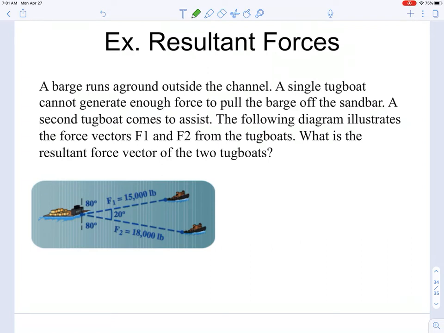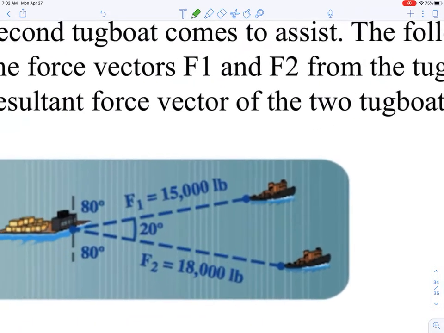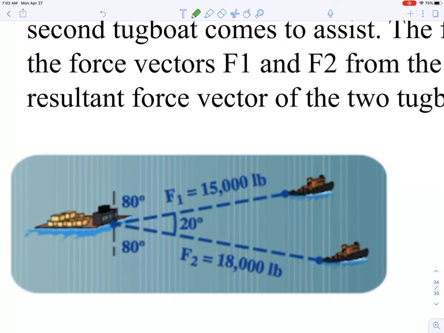So a barge runs aground, meaning the barge runs onto ground, it looks like onto a sandbar outside the channel. So a single tugboat cannot generate enough force to pull the barge off of the sandbar. So a second tugboat comes to assist. The following diagram illustrates the force vectors F1 and F2 from the tugboats. What is the resultant force vector of the two tugboats?